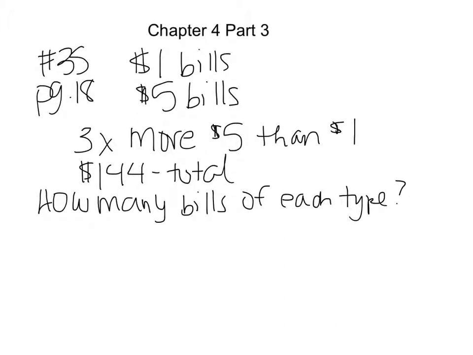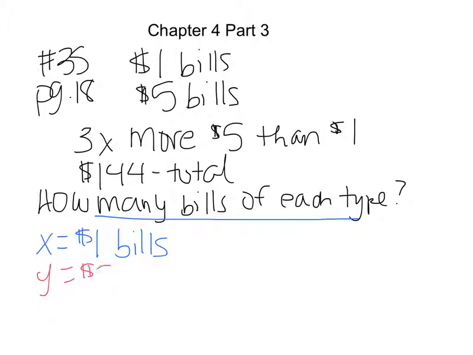First thing we're going to do is identify our variables. Going back to the question, we want to find out how many bills of each type there are. The question usually points out what we need to find and what our variables should be. So we're going to say that x is going to be our $1 bills, and y is going to be our $5 bills.